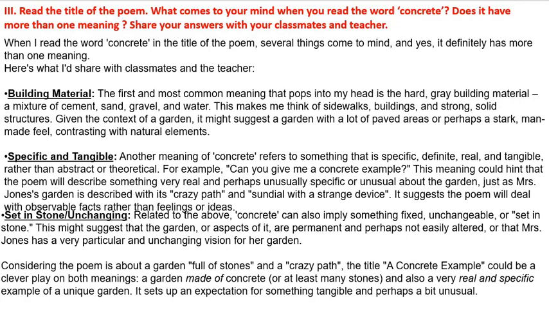Considering the poem is about a garden full of stones and a crazy path, the title, A Concrete Example, could be a clever play on both meanings. A garden made of concrete or at least many stones, and also a very real and specific example of a unique garden. It sets up an expectation for something tangible and perhaps a bit unusual.